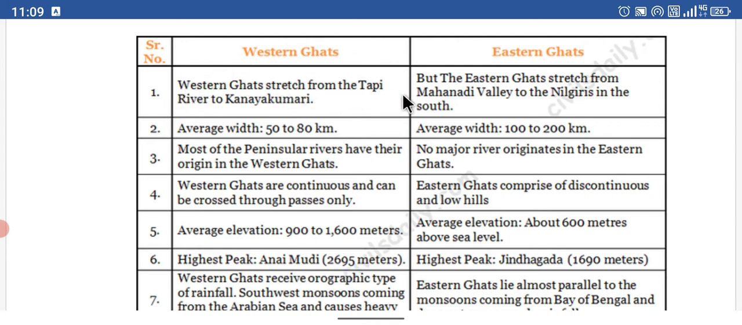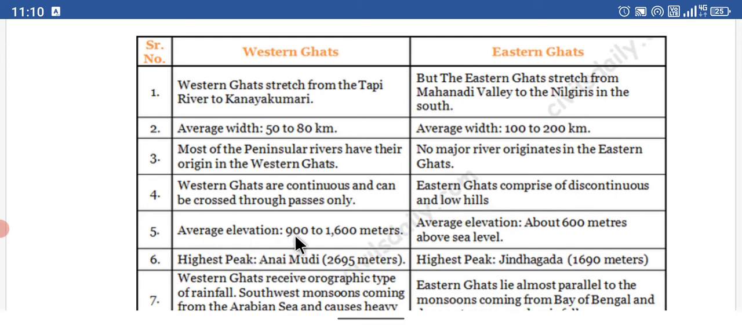Western Ghat stretches from the Tapi river to Kanyakumari, while the Eastern Ghat stretches from the Mahanadi valley to the Nilgiris in the south. Average breadth of the Western Ghat is 50 to 80 kilometers, while the Eastern Ghat has 100 to 200 kilometers. Most of the peninsular rivers have their origin in the Western Ghat. No major river originates in the Eastern Ghat. Western Ghat is continuous and can be crossed through passes only. Eastern Ghat is comprised of discontinuous and low hills.